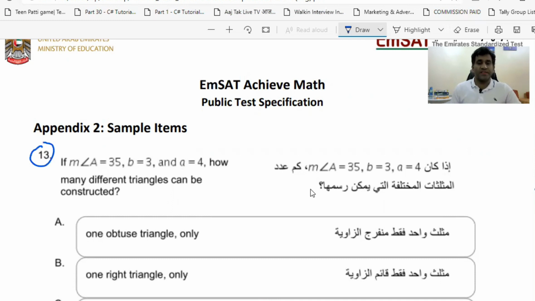Question number 13 says, if the measure of angle A is equal to 35 degrees, the length of side B is 3, and the length of side A is 4, how many different triangles can be constructed? This question can be solved by using either the sine rule or some basic property of triangle. Let me show you both ways.